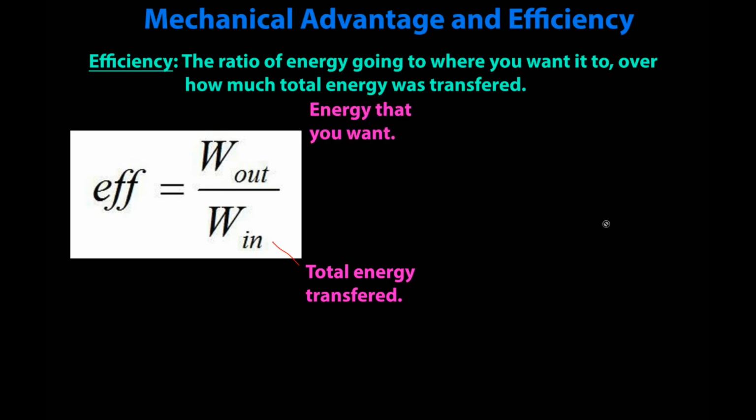Work out is the energy you want. So in my example here, if you burn 100 joules of energy to climb a set of stairs, if 30 joules of that energy went into gravitational potential energy and 70 joules of that energy went into internal thermal energy, then your body would be 30% efficient. And believe it or not, for the human body, that is pretty good.